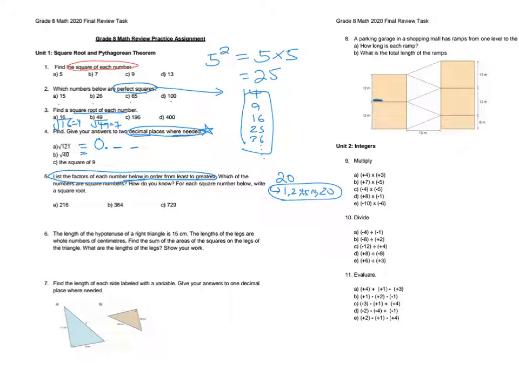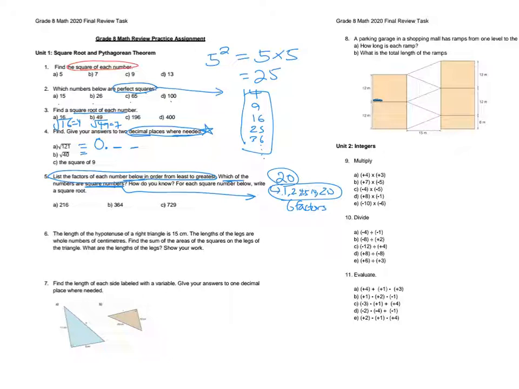Once you list all your factors, which of them are square numbers? Remember, 20, for example, has 1, 2, 3, 4, 5, 6 factors, right? Square numbers should have an odd number of factors, and I want you to think about why.